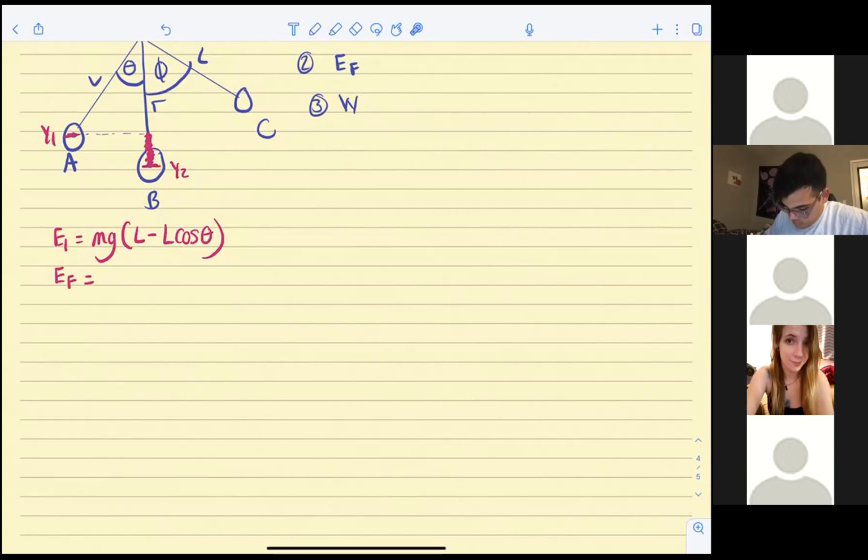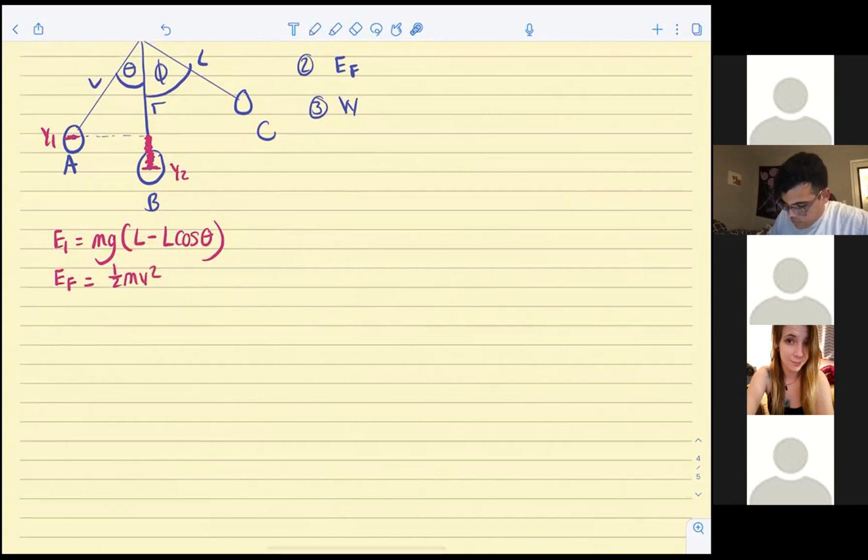No, but there's kinetic. Good. Which is given by 1/2 mv squared. And actually, I'm going to rewrite this in a way that is better, in my opinion. I'm going to factor out the L and say 1 minus cosine of theta.